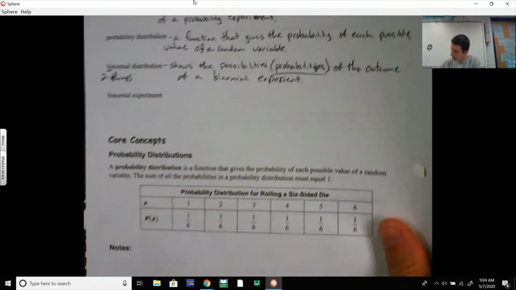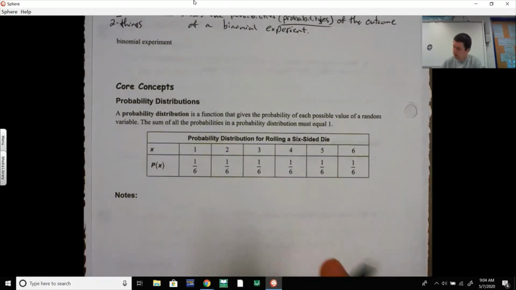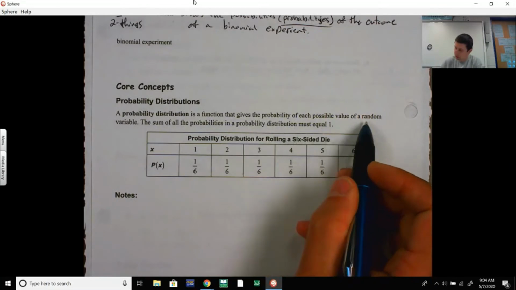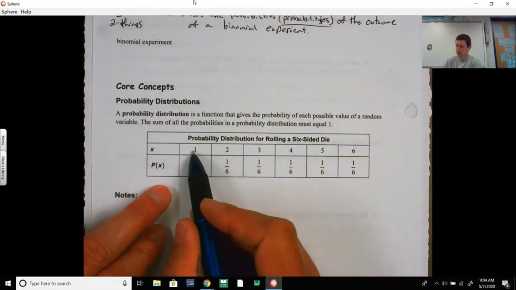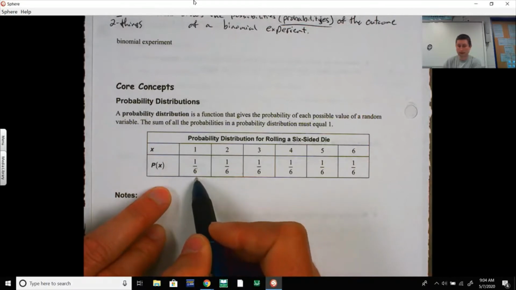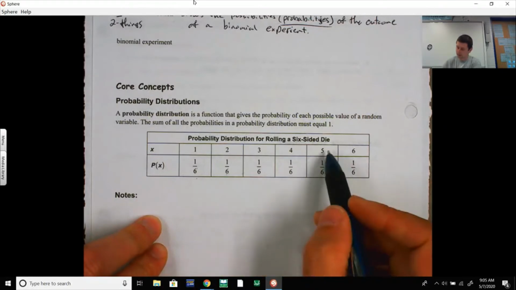Let's go here. This is a probability distribution, example of it. It's a function that gives the probability of each possible value. So here's your probability distribution. If you're rolling a 6-sided die, the probability of rolling a 1 would be 1/6. Probability of rolling a 2 would be 1/6. 3 would be 1/6. 4 would be 1/6. 5 would be 1/6. 6 would be 1/6.